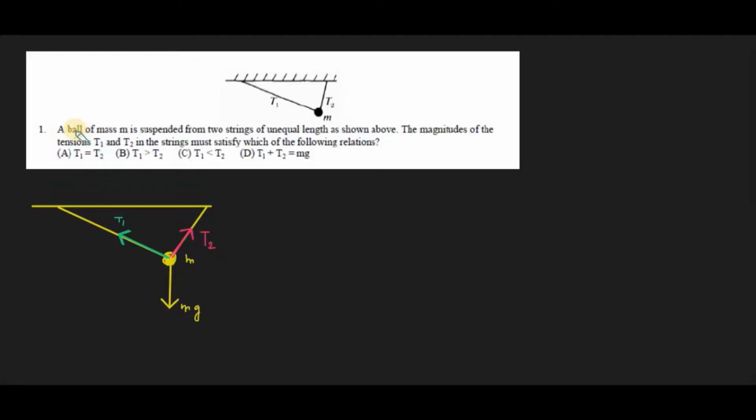So in this question, it is given that a ball of mass m is suspended from two strings of unequal length as shown above. The magnitudes of the tensions T1 and T2 in the strings must satisfy which of the following relations. So these are the four options given here.